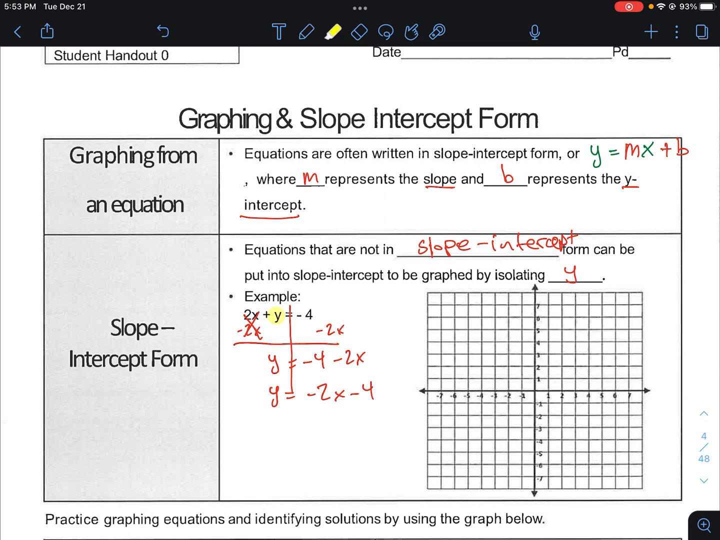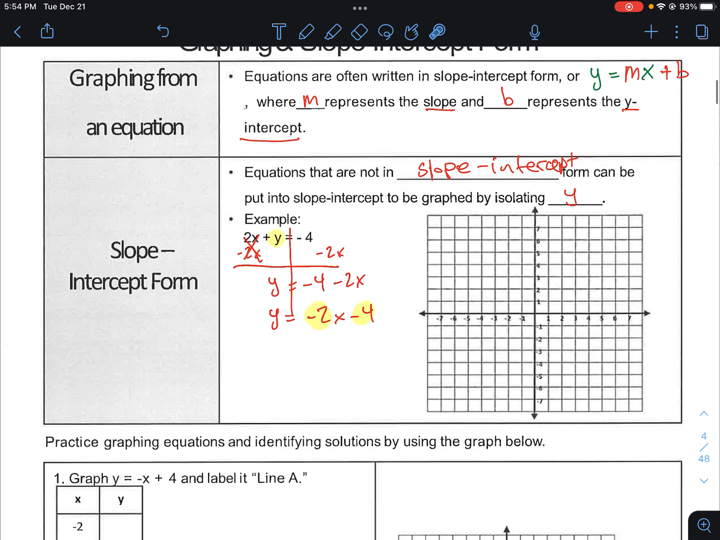You just need to remember that negative 2 is our slope and negative 4 is our y-intercept, and the slope is always whatever is being multiplied with x. Now they want us to graph this. Now that it's written in this form, I can graph it because I know the slope is negative 2 and the y-intercept is negative 4. So I always start by graphing the y-intercept, negative 4, which is down here. 1, 2, 3, 4. Remember, the y-intercept is where the line is going to touch the y-axis.